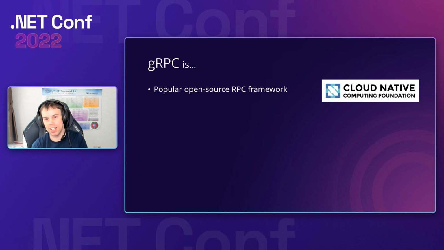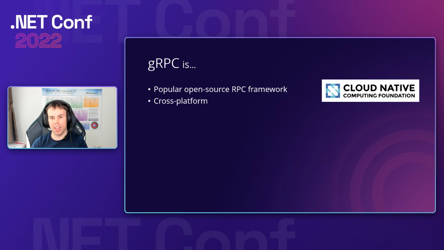So what is gRPC? It's a popular open source remote procedure call framework. RPC frameworks make it easy for apps to talk to each other. Now, gRPC is run by the Cloud Native Computing Foundation, the CNCF, and what Microsoft and the .NET team has done is we've written a new implementation of gRPC that uses the latest and greatest features in .NET, and we've contributed it to the CNCF.